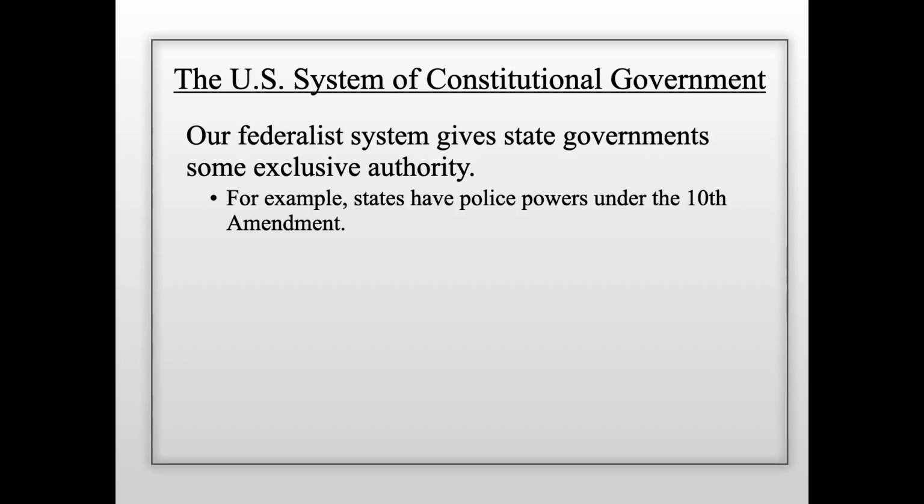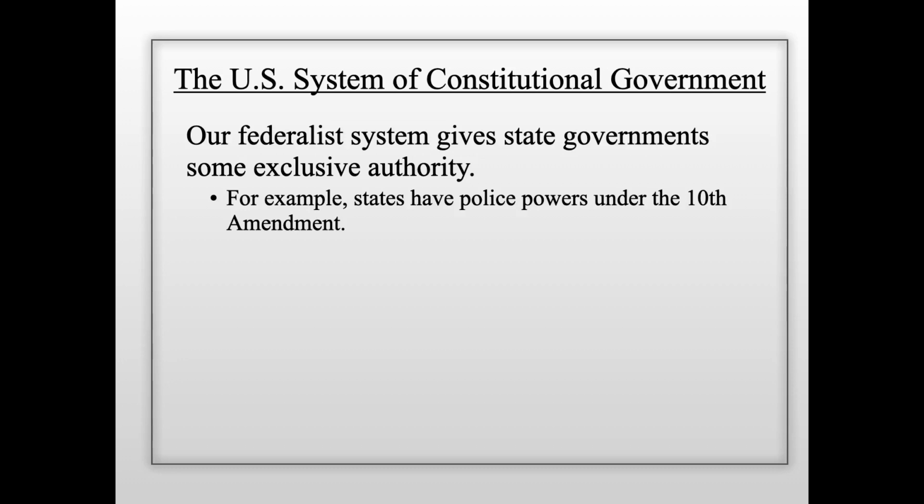So, for example, one good example of the ability of a state to exercise police powers over its people for the purpose of protecting the people's safety and health and welfare are the types of restrictions that many state governors implemented back in March when the COVID crisis began.